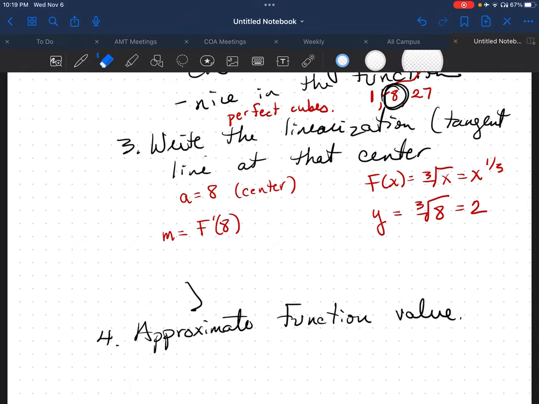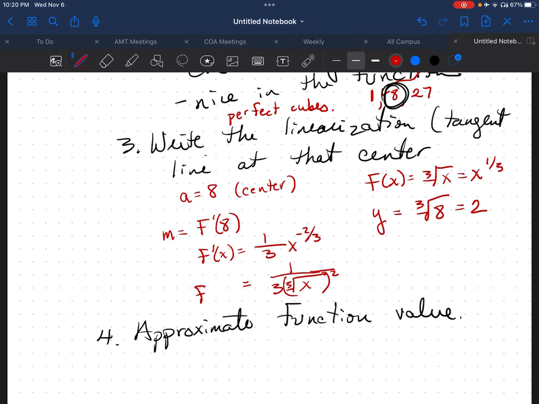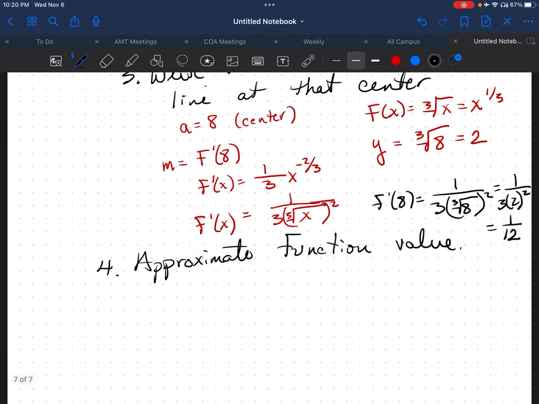Then the first derivative of this should be f prime of x is 1/3 x to the 1/3 minus 1, which is the negative 2/3 power. Or, to evaluate this, 1 over 3 times the cube root of x, and then I'm going to square it, because that's probably easier since I picked a perfect cube. So this is my f prime, and now I'm going to plug in 8. f prime of 8 is 1 over 3 times the cube root of 8, which is 2, squared. So 1 over 3 times 2 squared, which should be 1/12.